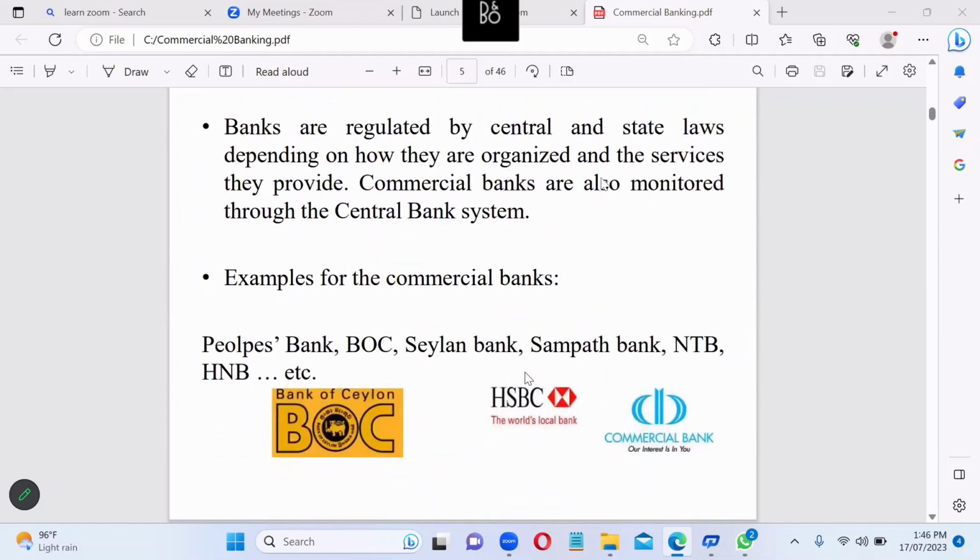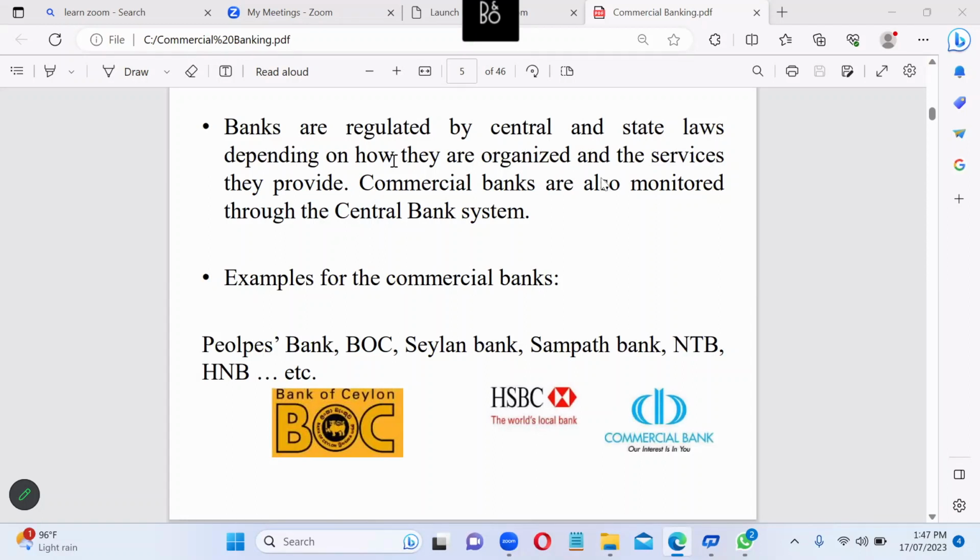Another thing: banks are regulated by the central bank. Normally, at your A level in business studies, I think you learned that the central bank divides banks into two categories: licensed specialized banks and licensed commercial banks. Licensed specialized banks include NSB, RDB and Lankaputra. Licensed commercial banks include, for example, People's Bank, Bank of Ceylon, Commercial Bank, Sampath, NTB. Both licensed commercial and licensed specialized banks are controlled by the central bank. So banks are regulated by central and state laws depending on how they are organized and the services they provide.